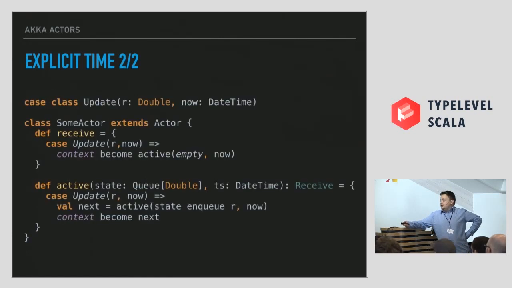Okay? So what we do is make everything explicit. So no date time now anywhere. Everything is passed as an explicit argument, including timestamps.